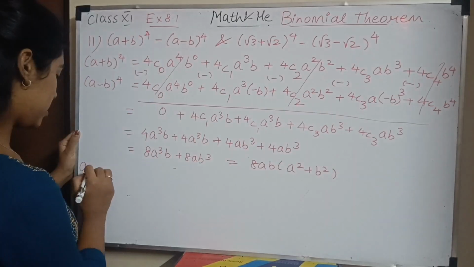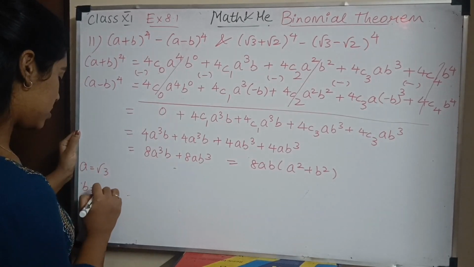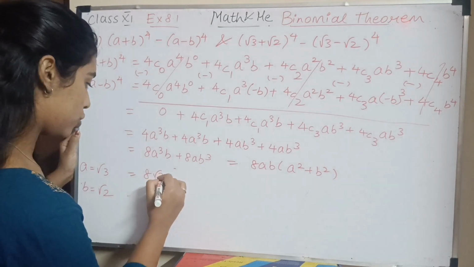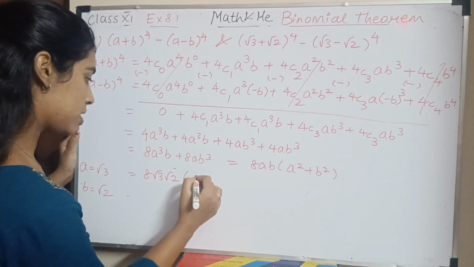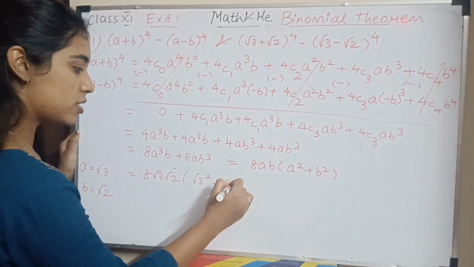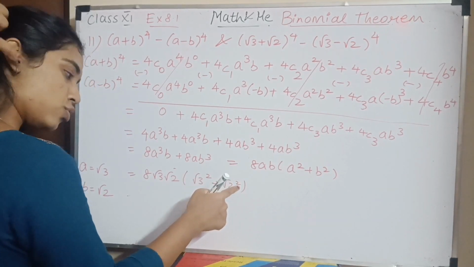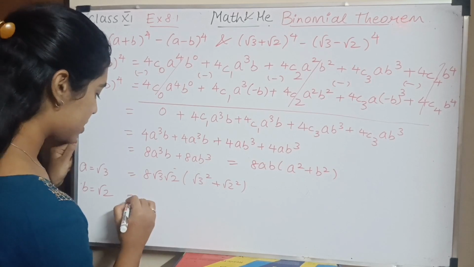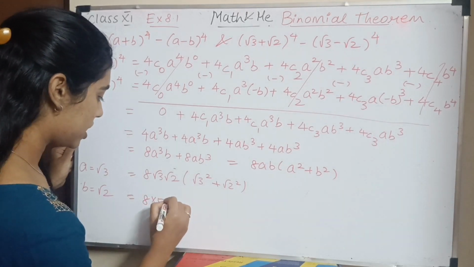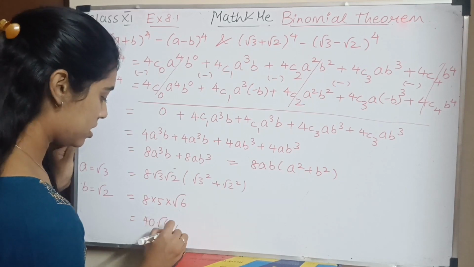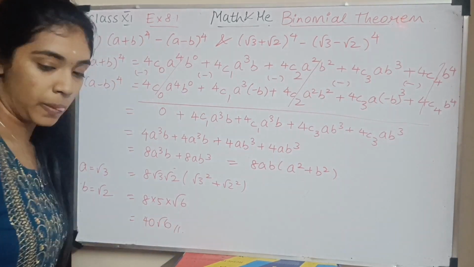So I'll have a square plus b square. So what is my a? Root 3. What is my b? Root 2. So I'm going to substitute the values. So I have 8 root 3 root 2 times root 3 square plus root 2 square. Root 3 the whole square is 3. Root 2 the whole square is 2. 3 plus 2 is 5. So I have 8 into 5 into root 6, which is equal to 40 root 6. Okay, so this is my final answer.